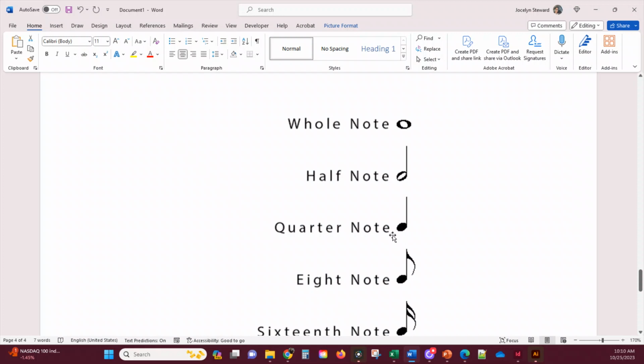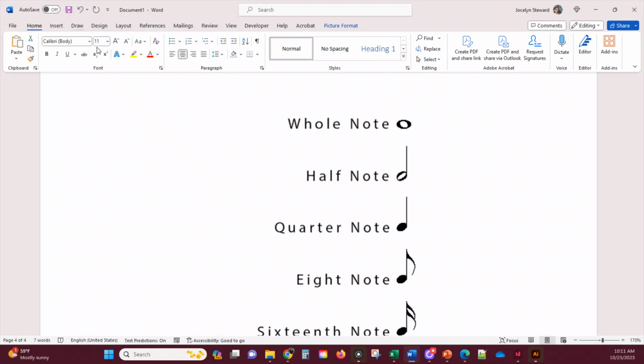1, 2, 3, 4. So if I asked you how many quarter notes could we have in this measure, you would say 4, because each quarter note gets 1 beat, and we need 4 of those to make 4 beats. If I asked you how many half notes could I put in a measure, you should say 2, because 1, 2, 1, 2 equals 4. So 2 plus 2 is equal to 4.